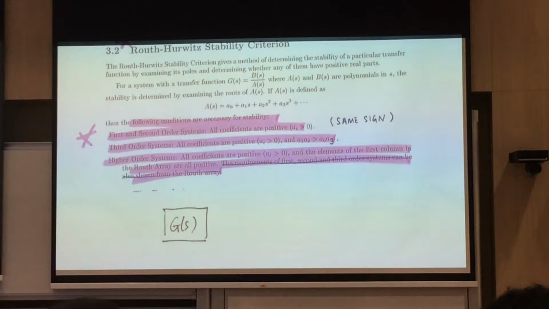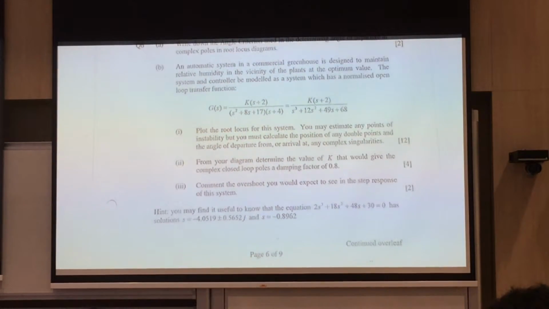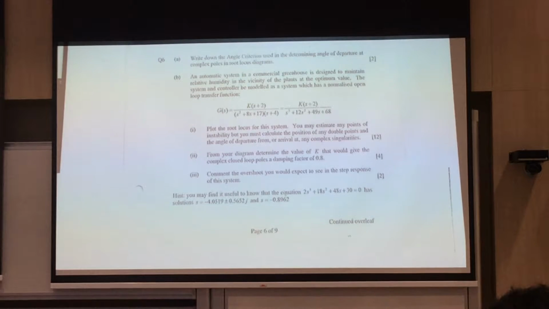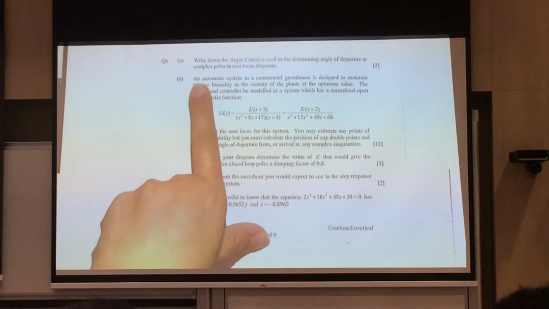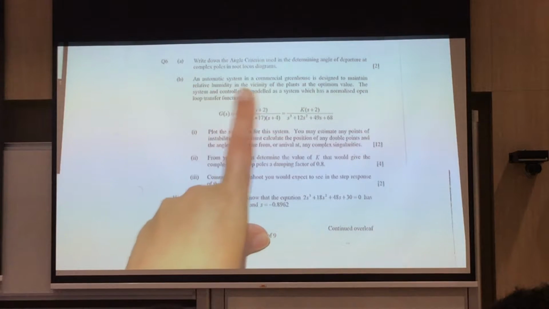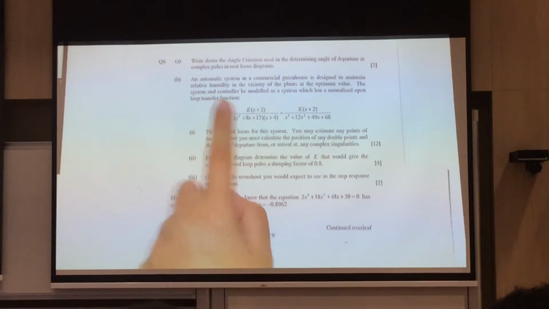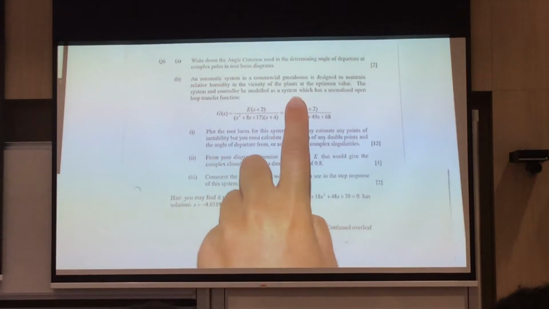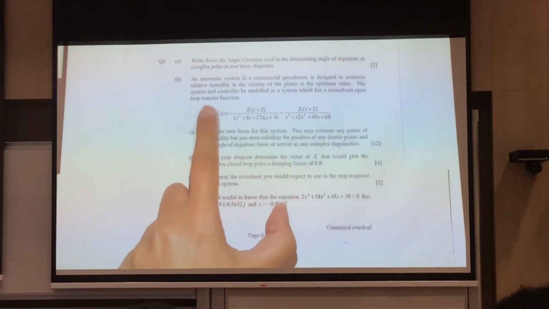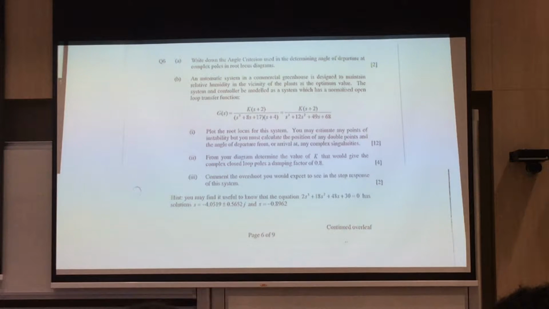So take for instance, it's an exam question. In this question, you can see that part B, an automatic system. The commercial greenhouse is designed to maintain relative humidity at an optimum value. The system and controller can be modeled as one, which has a normalized open loop transfer function. So you are given G(s), and they tell you that it's an open loop transfer function.